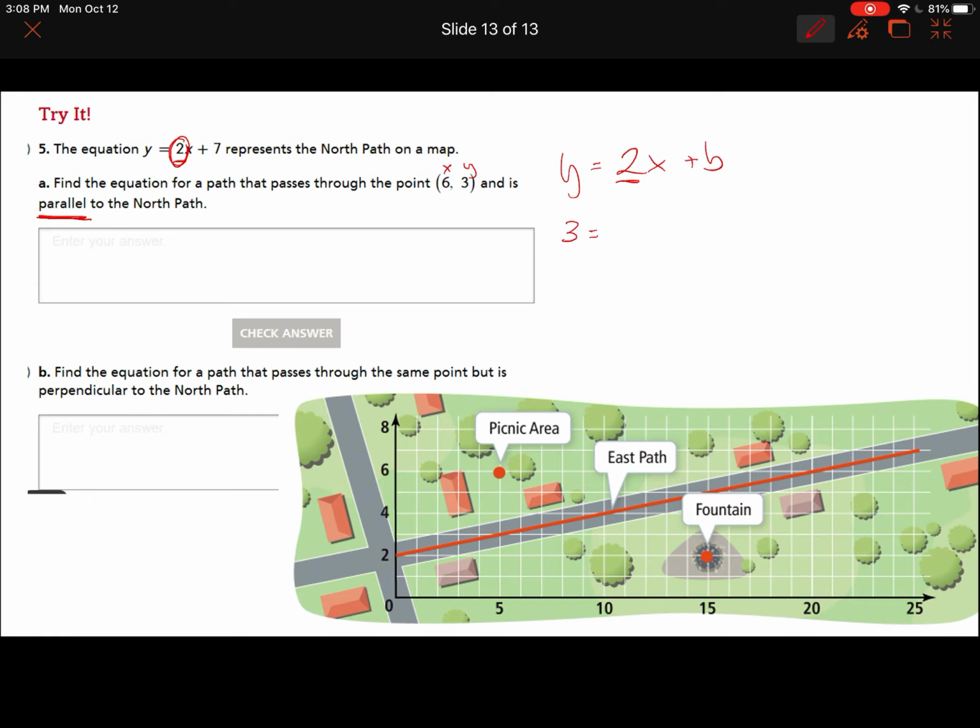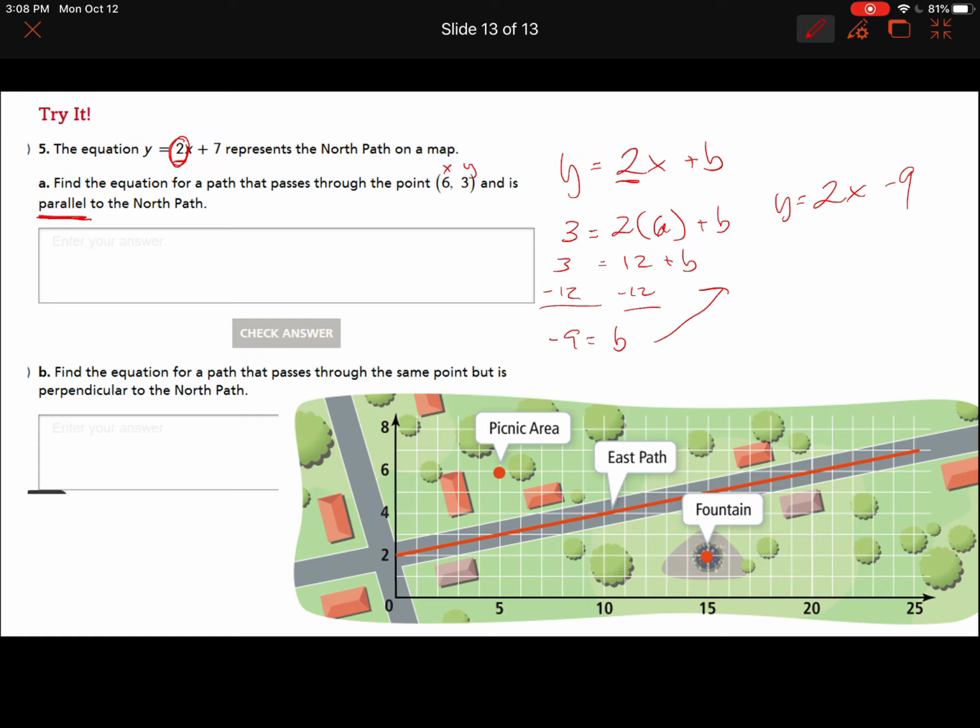Here's my x point, here's my y point, so let's just sub those in. Y equals 2 times 6, because that's my x, plus b. 2 times 6 is 12. Let's subtract 12 from both sides. We get -9 is equal to b. So to get this back into equation form, y equals 2x minus 9.